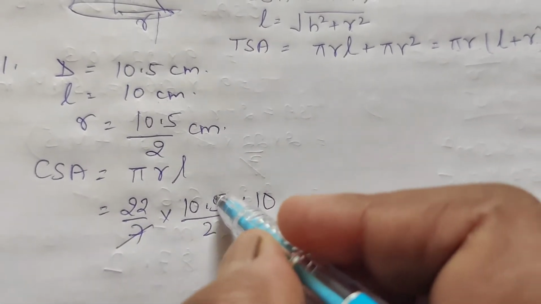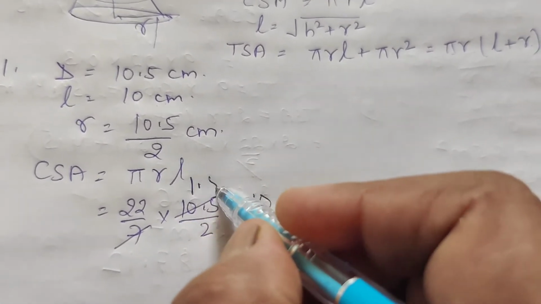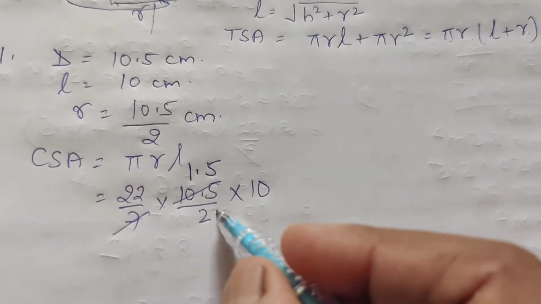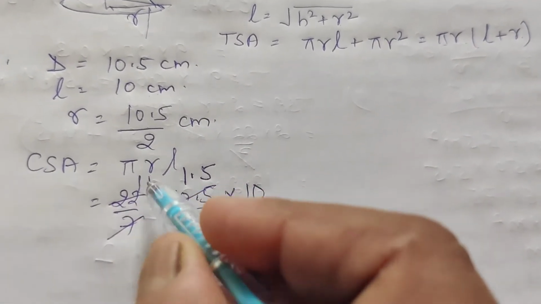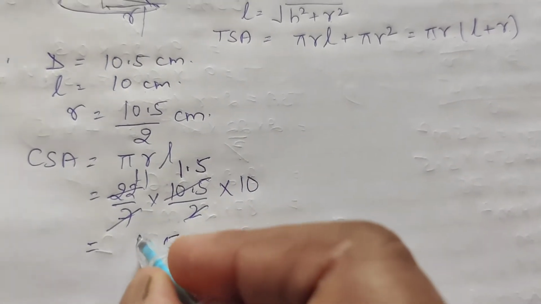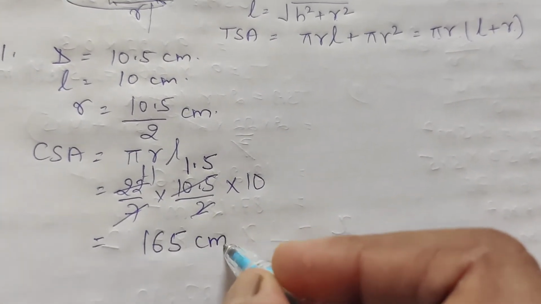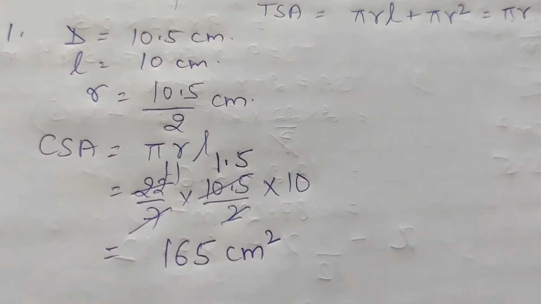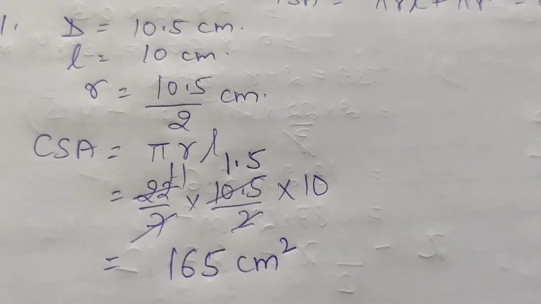Now cancel by 7, 1.5. Now 2, 11. Multiplying 11 into 15 is 165 centimeter square. This is the curved surface area of the cone.